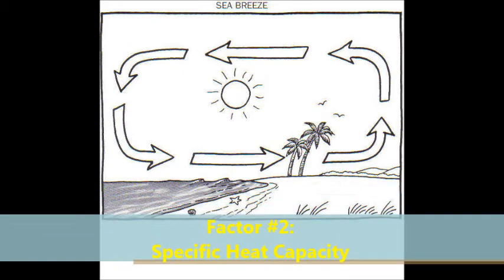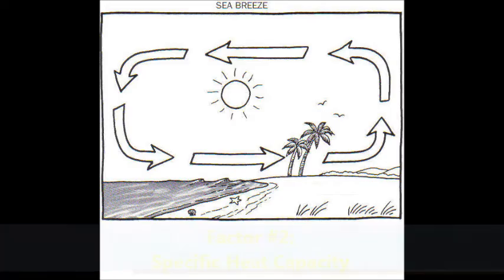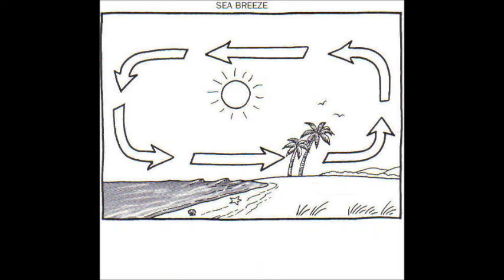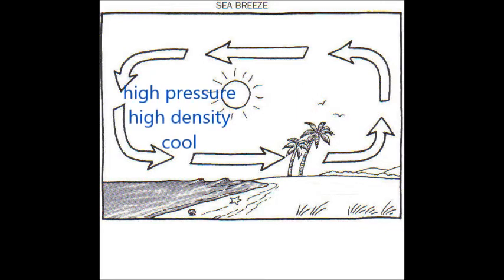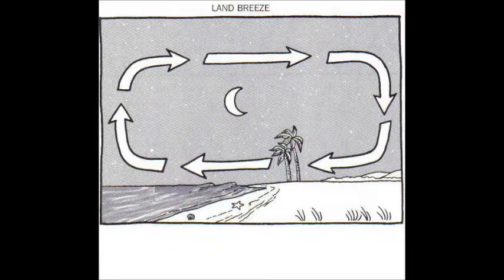Land heats up and cools down faster than water because it has a lower specific heat capacity. So when the sun is shining down on both, the land heats up first and the air above the land becomes warmer, lower density, and lower air pressure. Above the water, the air has higher pressure, higher density, and it's cooler. So the wind is going to blow from the high pressure above the water toward the low pressure above the land, and this is known as a sea breeze.